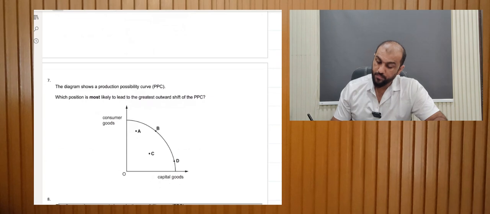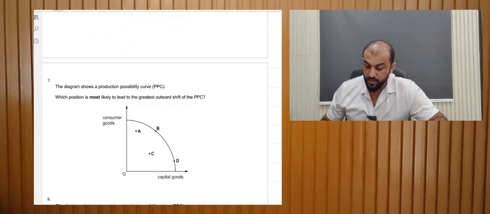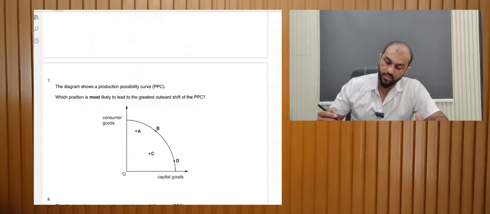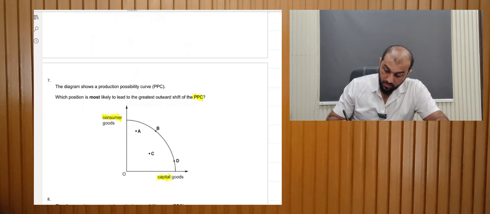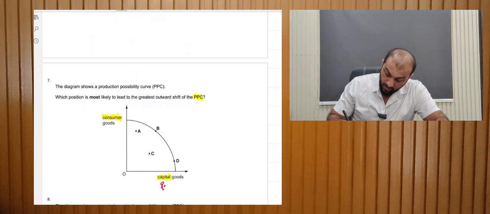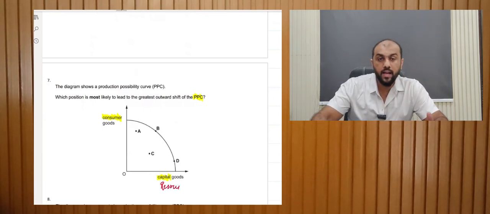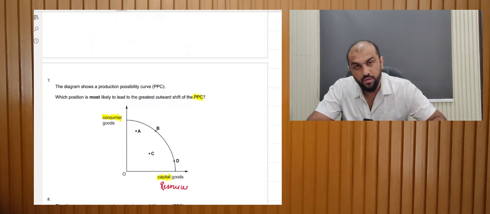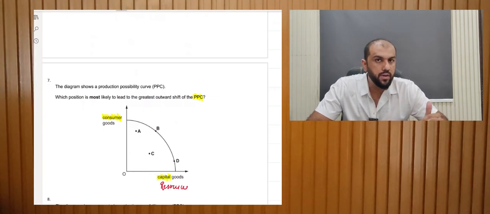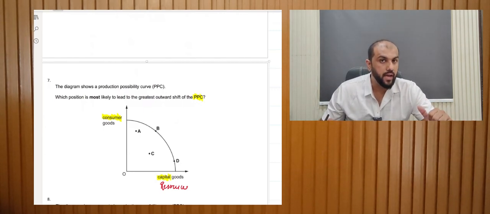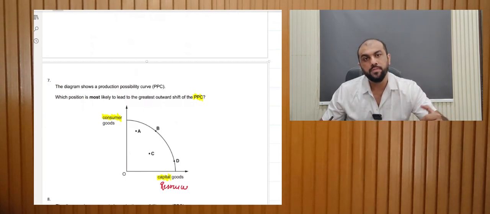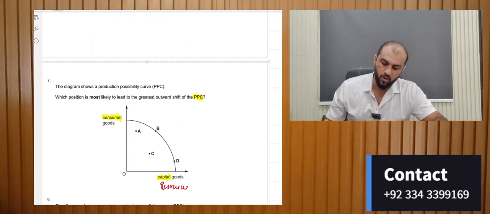Moving on to the next one, the diagram shows a production possibility curve. Which position is most likely to lead to the greatest outward shift in the PPC? Now, the consumer goods and the capital goods. And capital is also a resource. So if I produce more of capital goods, the quantity of capital would increase. As a result, the PPC would shift outwards. So any point that produces the most amount of capital goods would lead to the greatest shift in the PPC outward in the longer term.